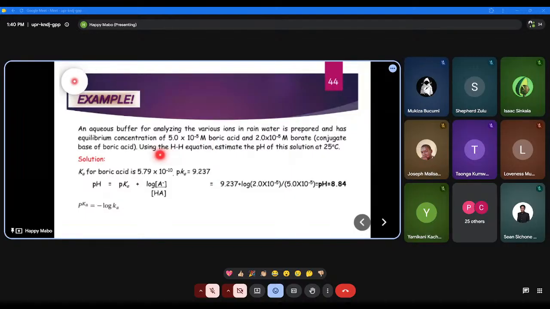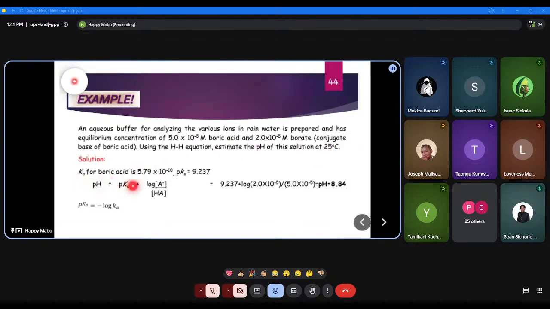So using the Henderson-Hasselbalch equation, estimate the pH of this solution. Here, this is for purposes of showing how this is supposed to be done. In your test or quiz or exam, we will not tell you what formula to use. We'll simply tell you to calculate the estimated pH for this particular solution at 25 degrees Celsius.